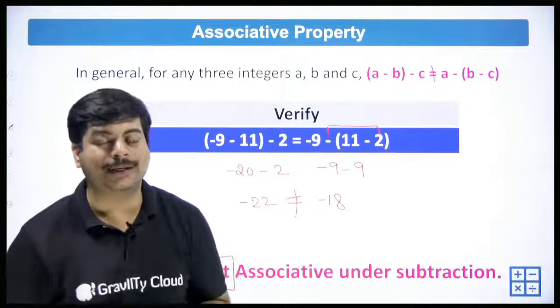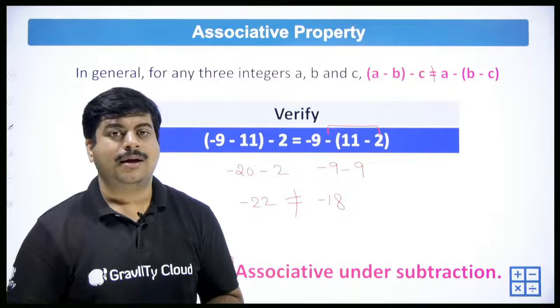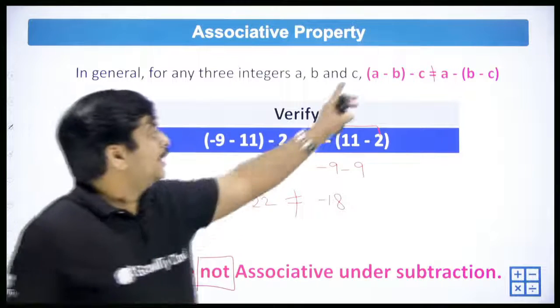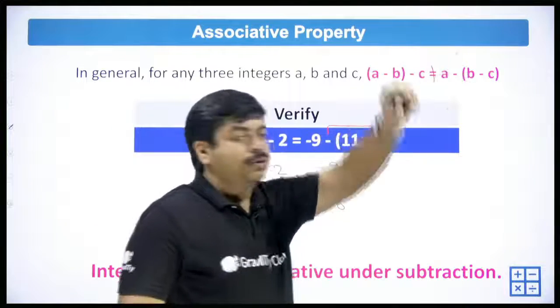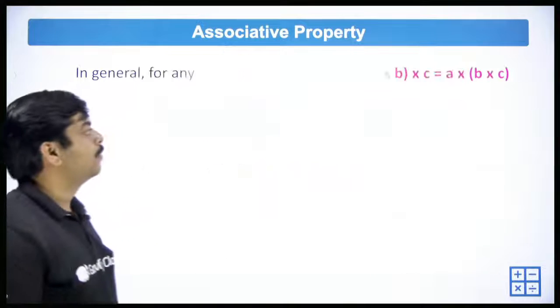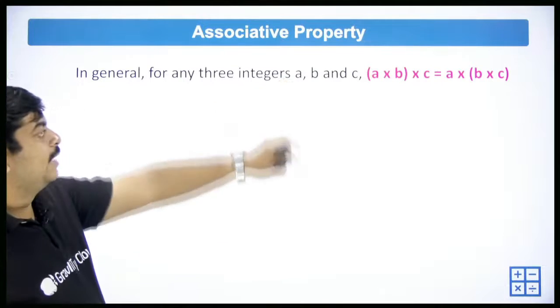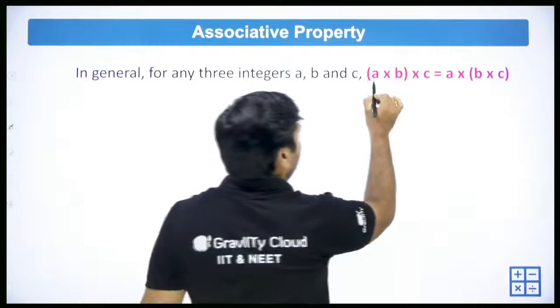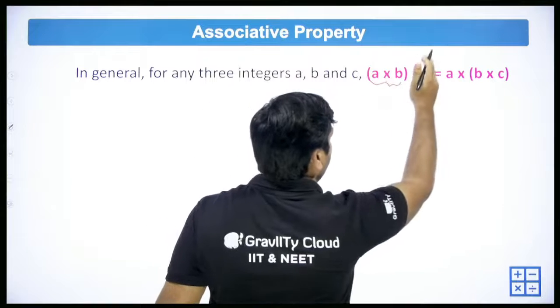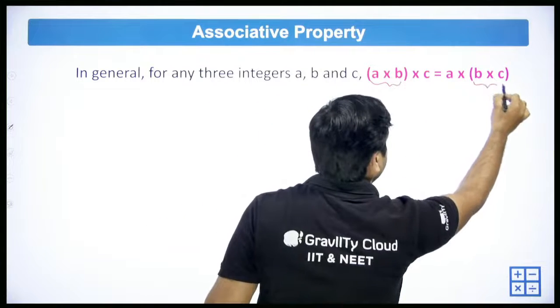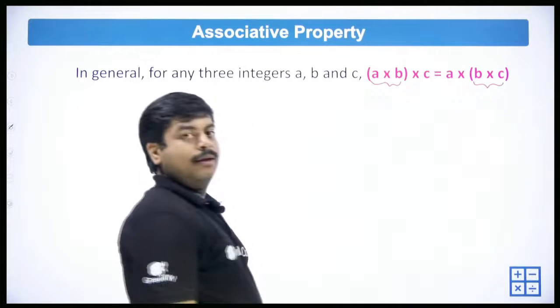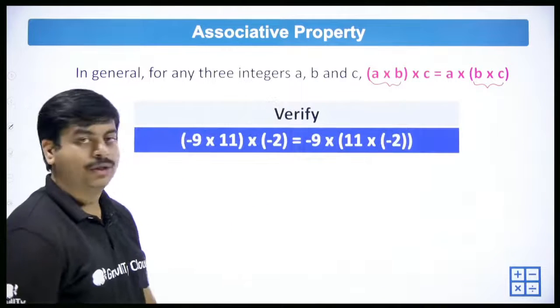Let us try to see for multiplication and then for division. The same for multiplication also, A into B into C and A into B into C. Let us try to apply that. For multiplication, let us find the product of A and B and then with C, or product of B and C and then with A. Right? So let me take a small question.